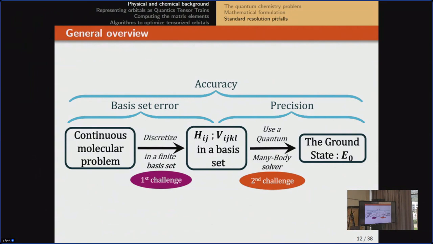But to have an impact on the accuracy, you don't only need to work on precision. It's important to consider basis set error. Most works have been working on precision. Here, we're going to try and reduce the basis set error as much as possible. And we think we can get it to 0.